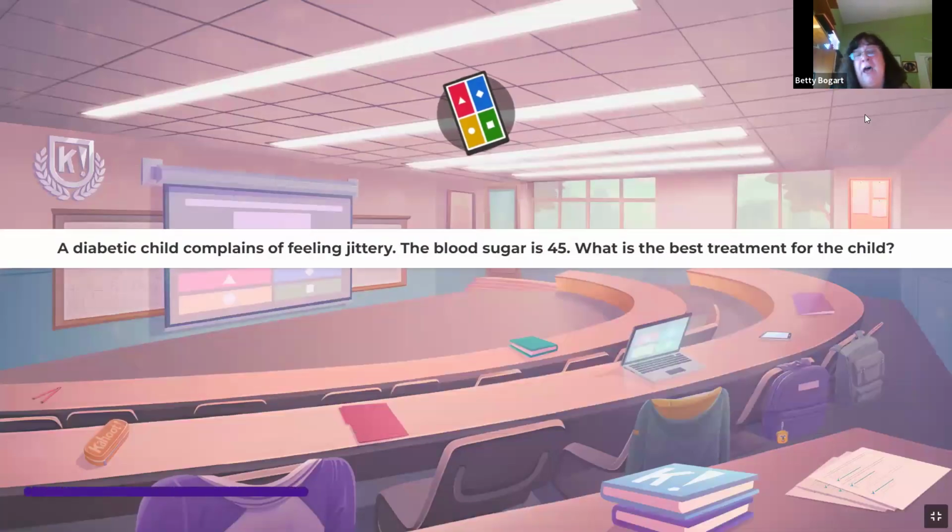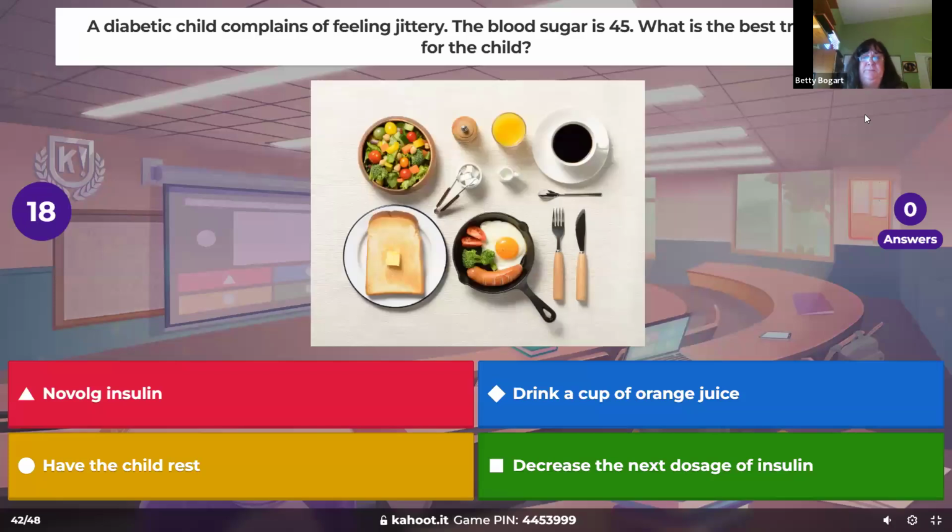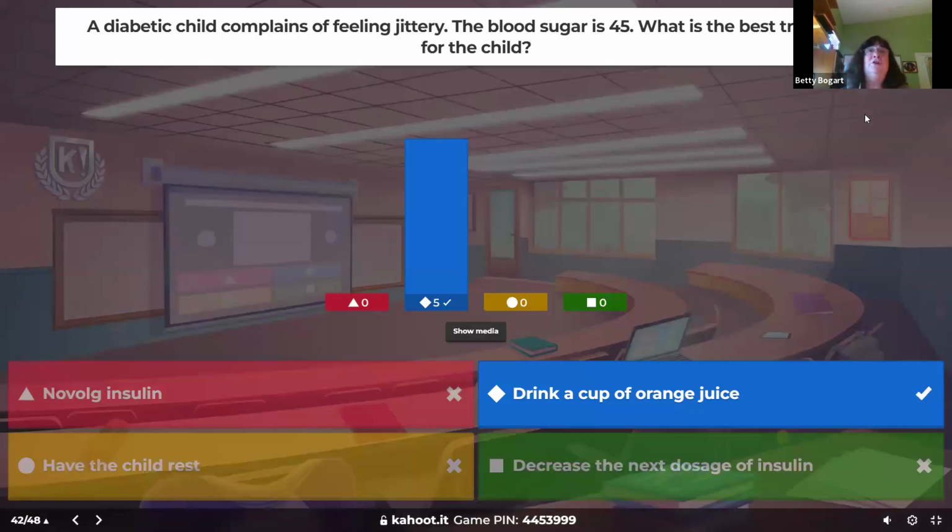A diabetic child is complaining of feeling jittery. Blood sugar is 45. What's the best treatment for this child? Glass of orange juice, glass of milk, give them something with sugar in it. And remember, that's going to burn off pretty quick. So make sure they get something with protein, like a turkey sandwich to follow, something like that.